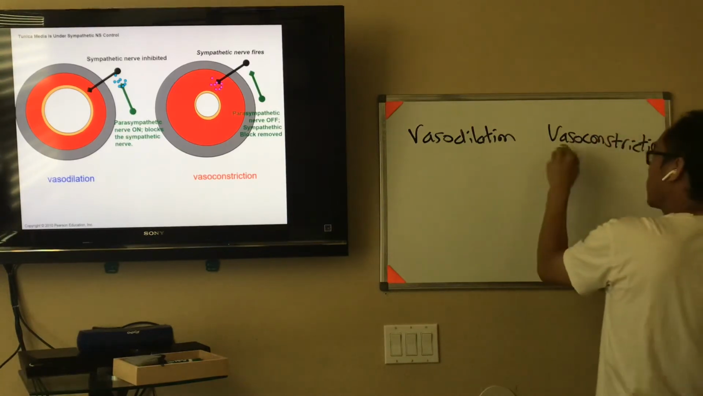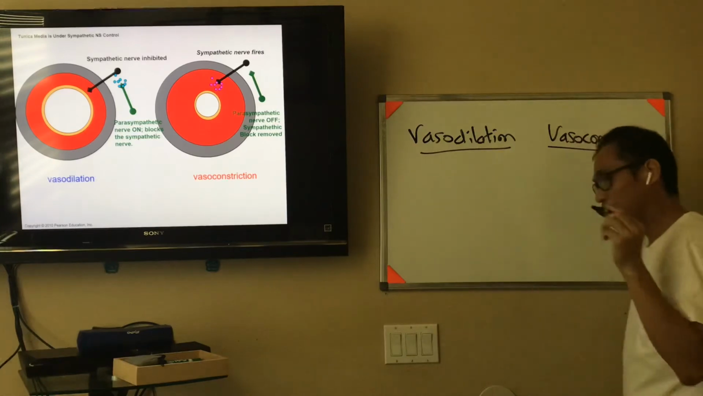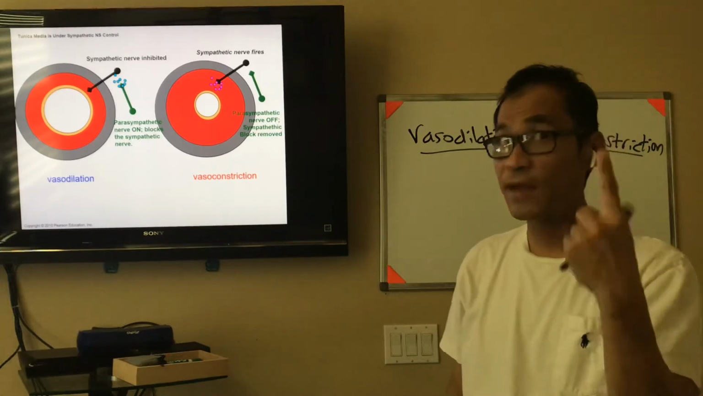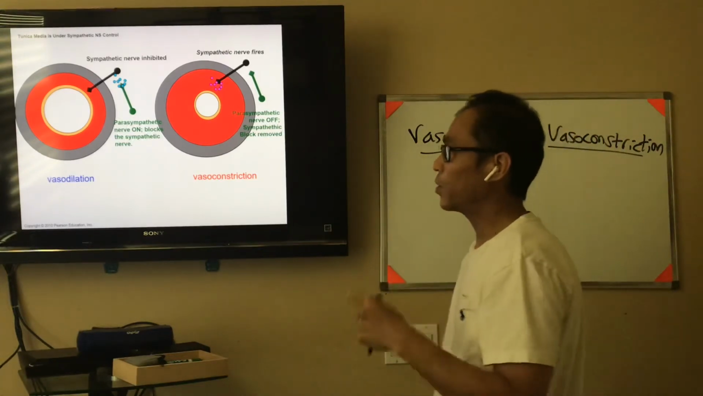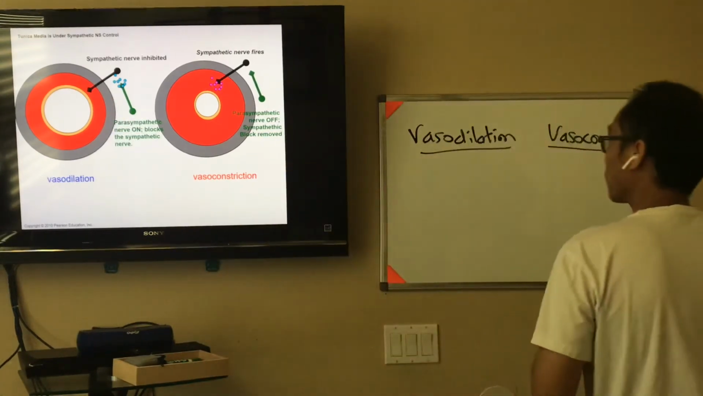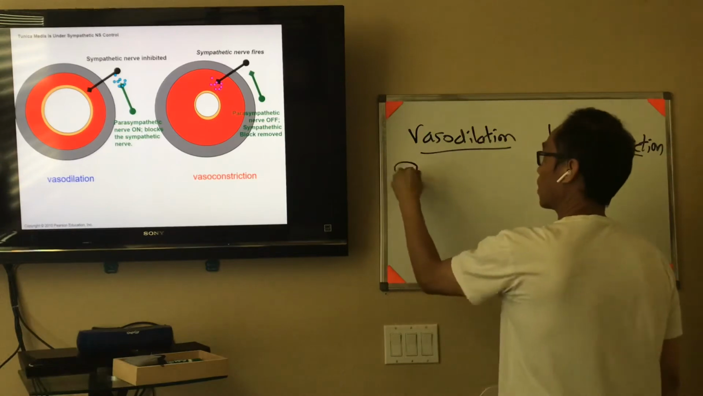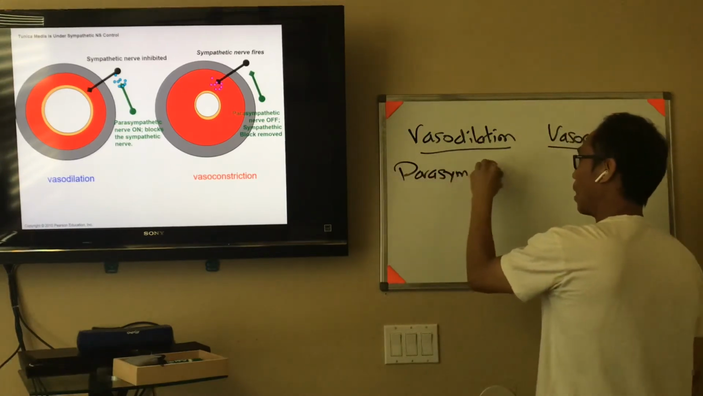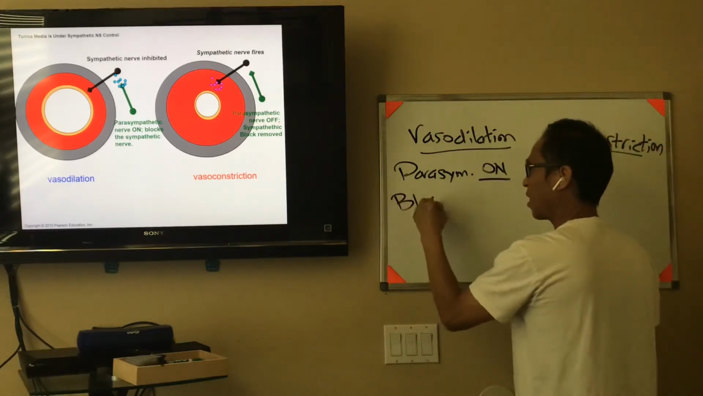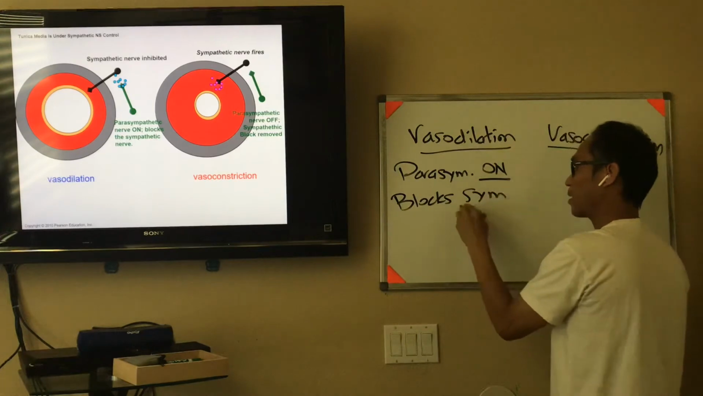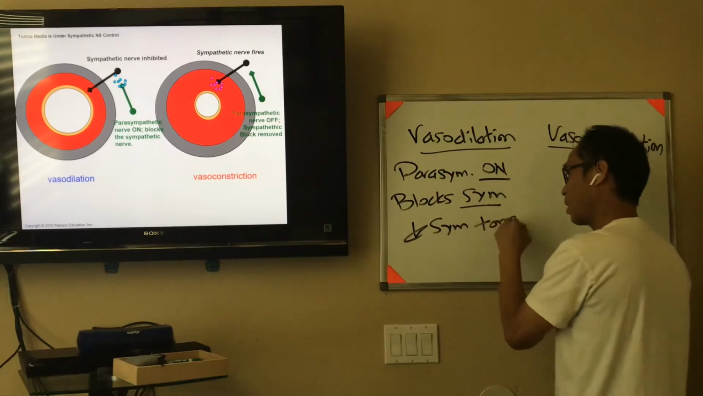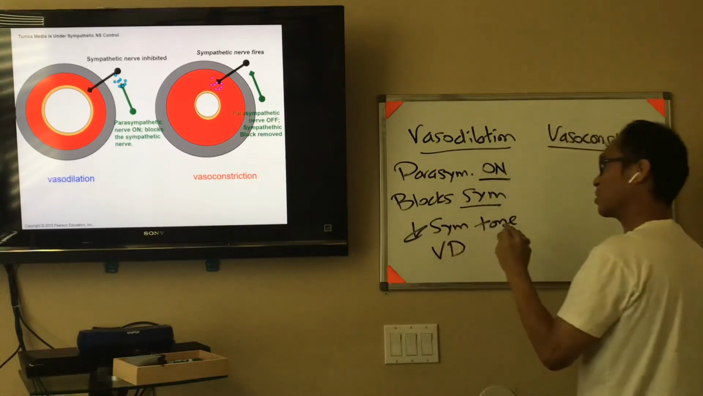talking about sympathetic inputs. Blood vessels do not have a dual input. They don't have sympathetic and parasympathetic inputs. They only have sympathetic inputs. But what you do is you control the sympathetic tone with the parasympathetic. So parasympathetic on, that's a block to the sympathetic. Blocks sympathetic. Okay, so you decrease sympathetic tone, that causes VD, vasodilation.